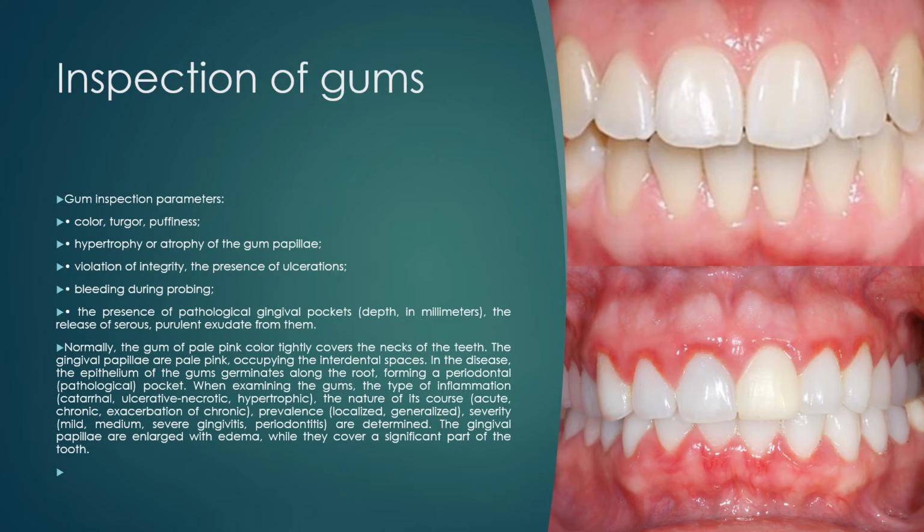If there is some disease, then the epithelium of the gum terminates along the root, forming a periodontal pocket. When examining the gums, the type of inflammation, the nature of course, prevalence, and severity are determined. So you can see in the picture, the upper picture, the normal gum, and in the lower picture there is inflammation in the marginal region of gums, which is shown with the bright red gums.